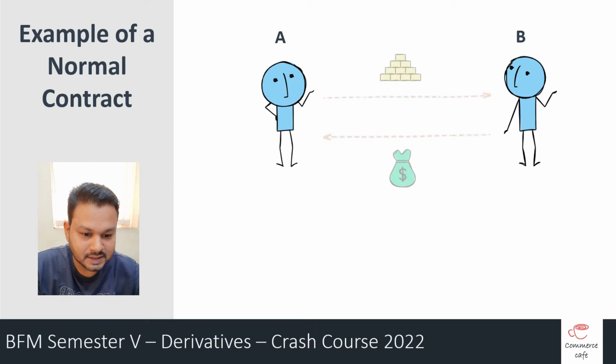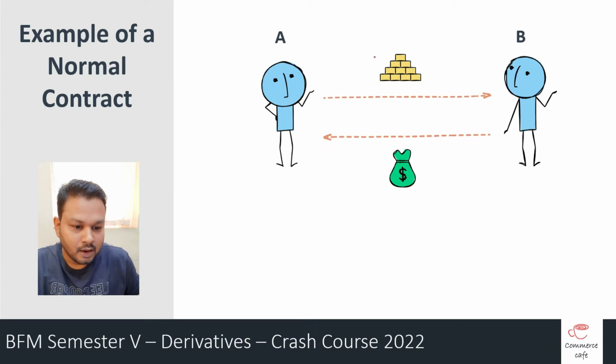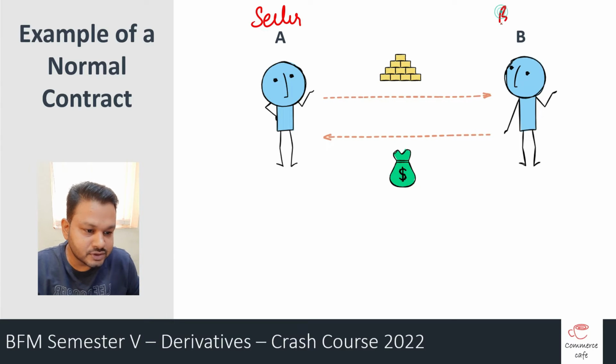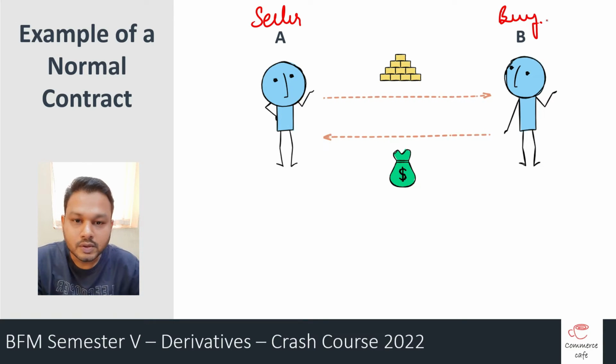Suppose you wish to buy something. A is the seller, and B wishes to buy some gold. So A is giving gold and B is giving money in exchange. So how does a normal contract for sale work? You go to the market, you ask for the commodity, you negotiate the price, you check the quality, and once you arrive at an agreement with the seller, you give the money and you get the goods immediately.